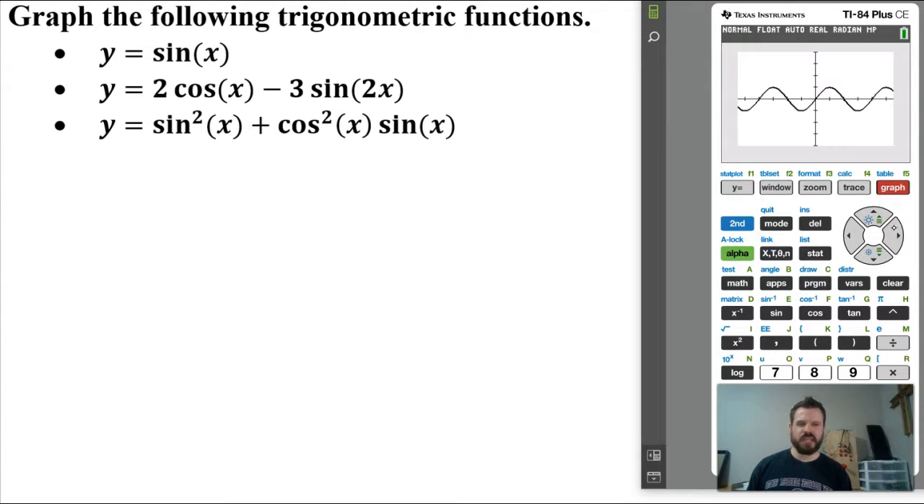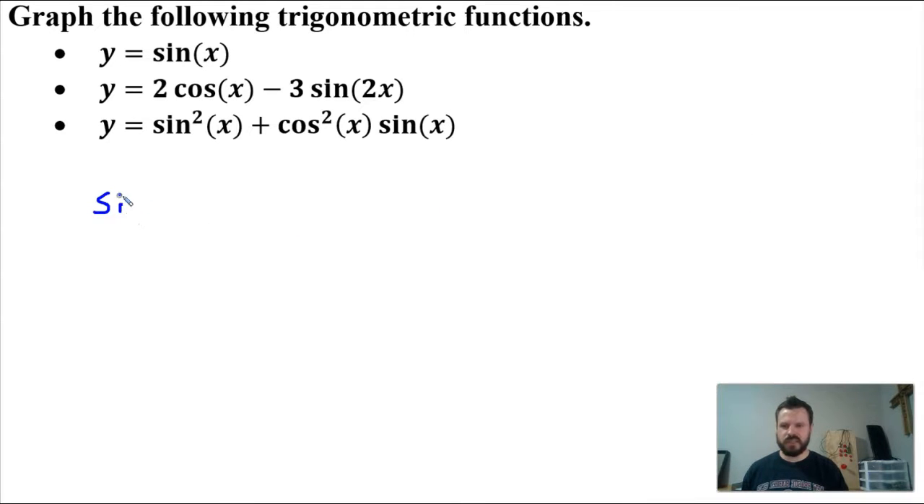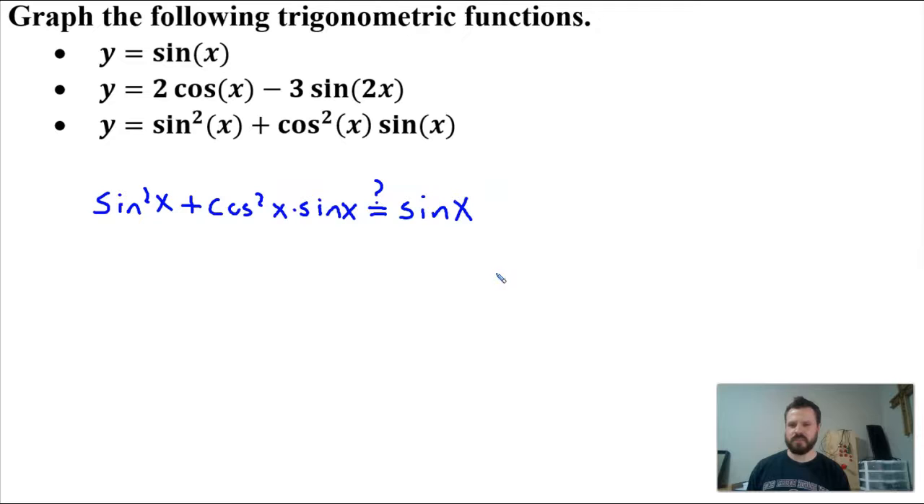When I graph this one, I get something pretty strange. This is kind of a big, ugly, nasty trig function. But when I graph it, what does it look like? Well, it just looks like a sine function. So what it looks like here is that sine squared x plus cosine squared x times sine x is just equal to a simple sine x. We will prove this is true, not in this video, but the next video will be one of the first things we're going to do.